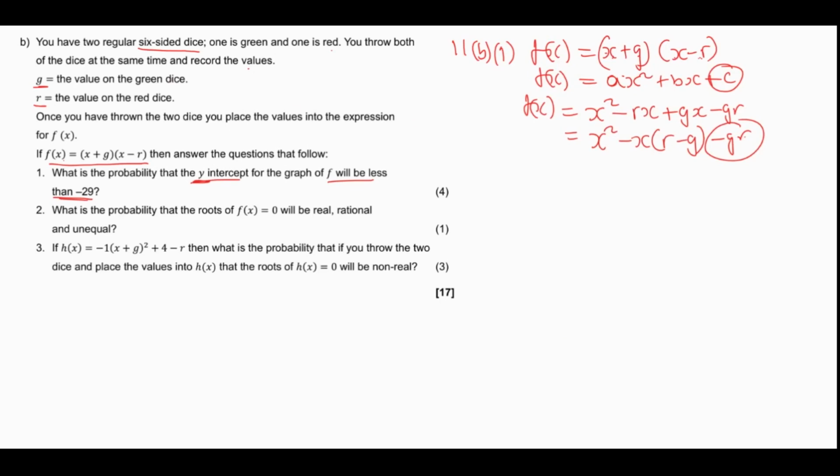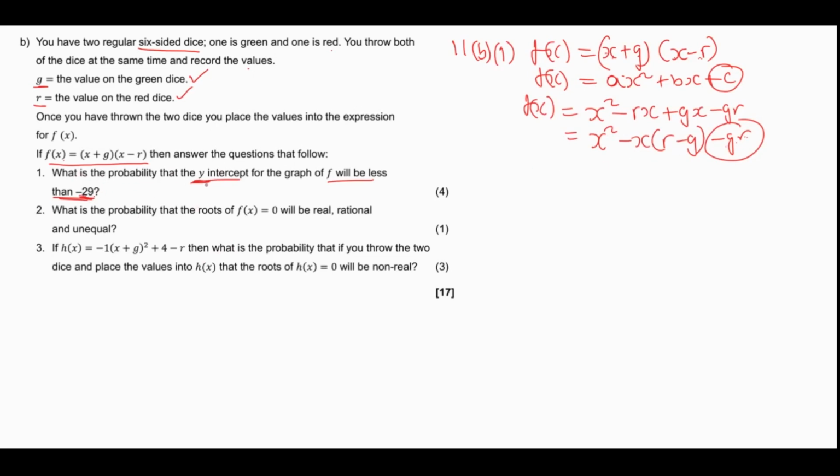Remember, g is the outcome for the green dice, and r is the outcome for the red dice, isn't it? So if you multiply them, they must give us a value that is greater than 29. Let's say if we get a 5 and a 6, 5 times 6 is what? 30. And if we put it here, it's going to be negative 30. Let's say 6 times 6. What is 6 times 6? That is 36, and if you put it here, it's going to be negative 36.